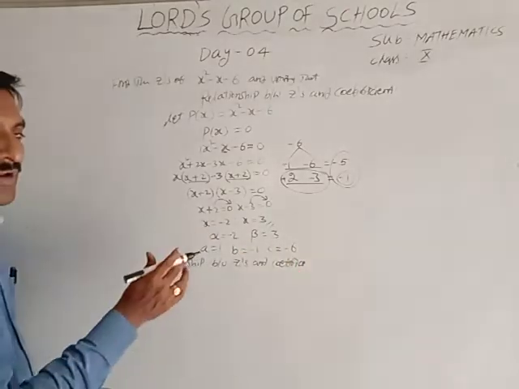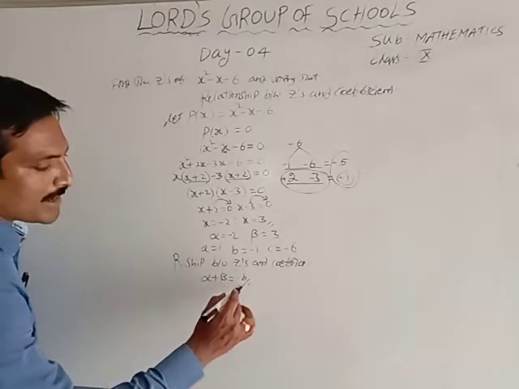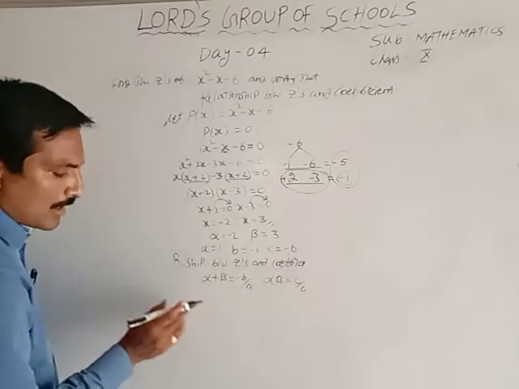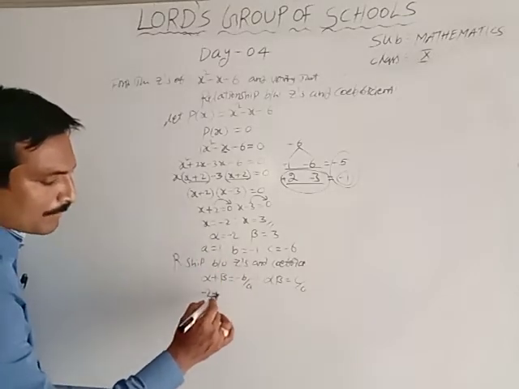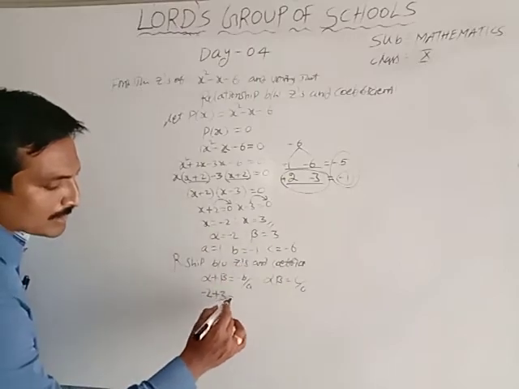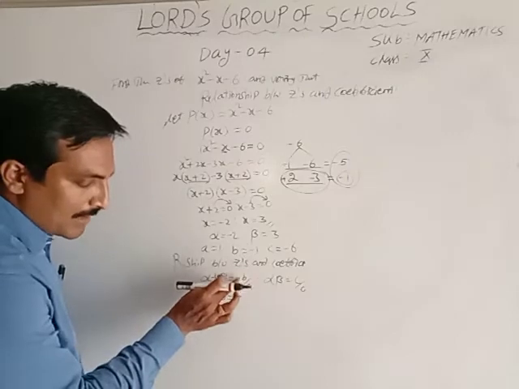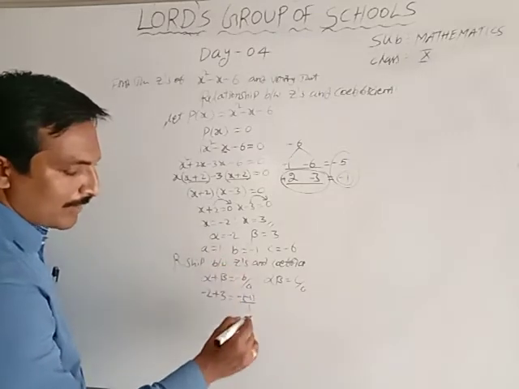Here are the two conditions for a quadratic polynomial. Alpha plus beta is equal to minus b by a. Alpha beta is equal to c by a. Now, in place of alpha substitute minus 2, and in place of beta substitute 3. First of all, minus b by a, that is minus of minus 1 by 1.